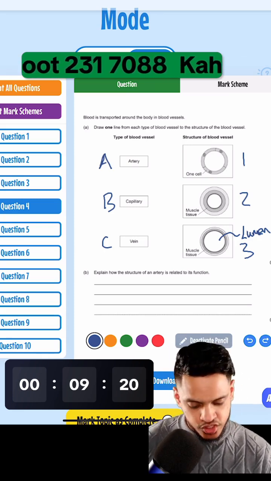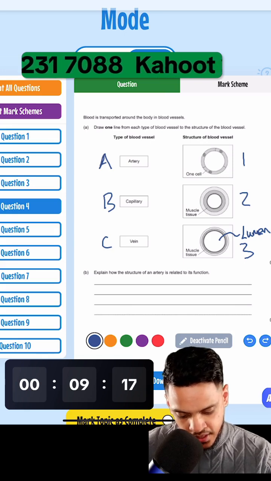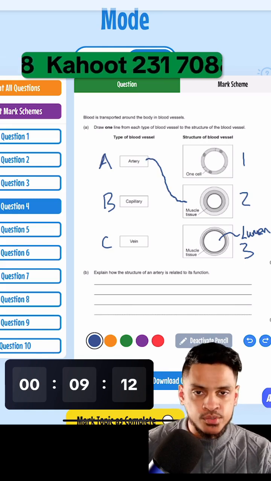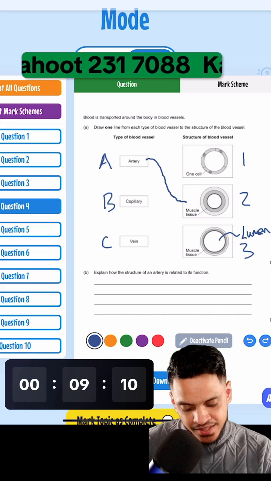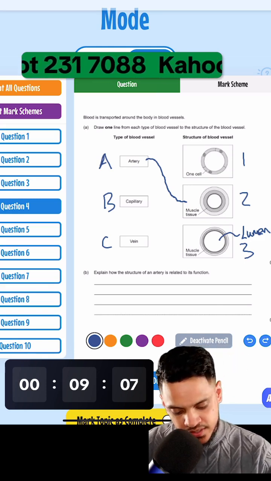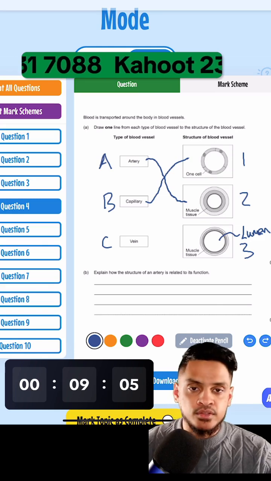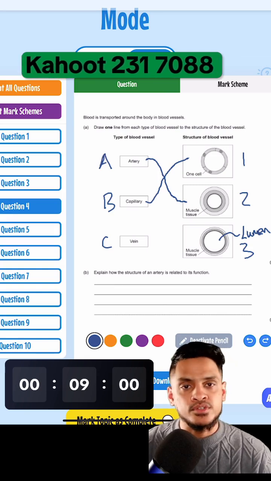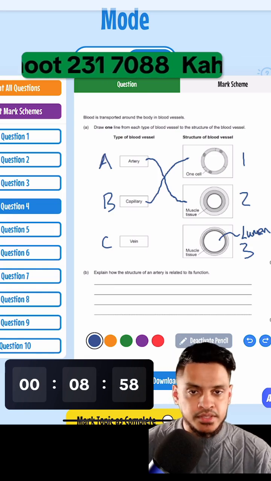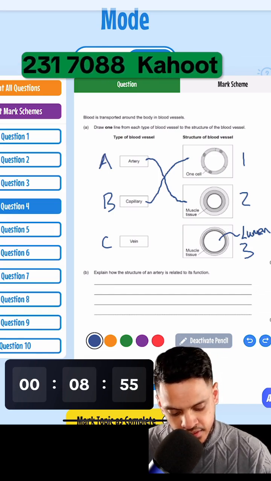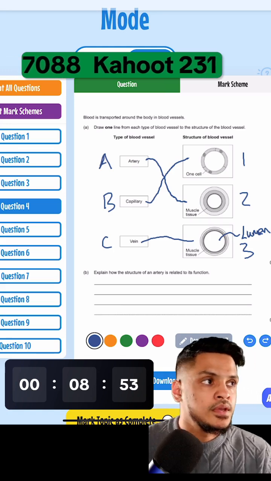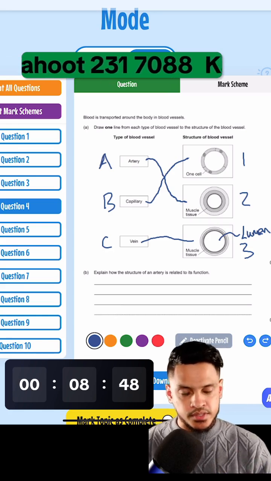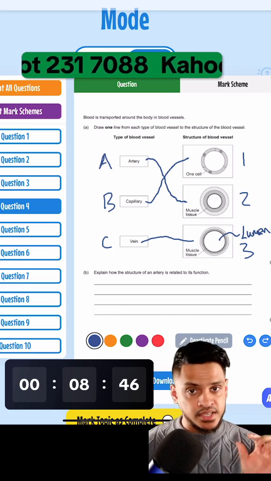So Ali says A2. A2, yep, I'll agree with that. Because the artery is the one with the thicker walls and the smaller lumen. B, the capillary, is the one that has one cell as the wall. So the walls of the capillaries are 1 cell thick. That's to help with diffusion. Makes it more efficient. And then we got the vein. The vein is the one with the very thin walls because blood pressure in the vein is very low, so blood doesn't go as fast in the vein, so it doesn't need such a thick wall.